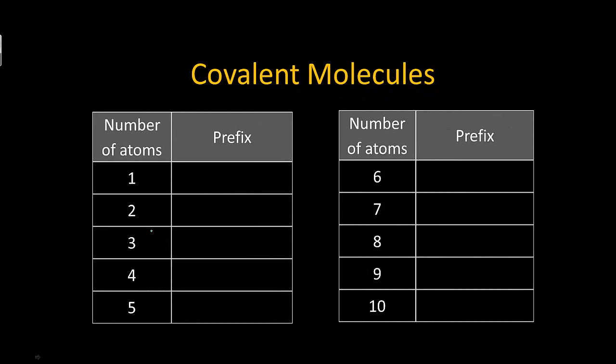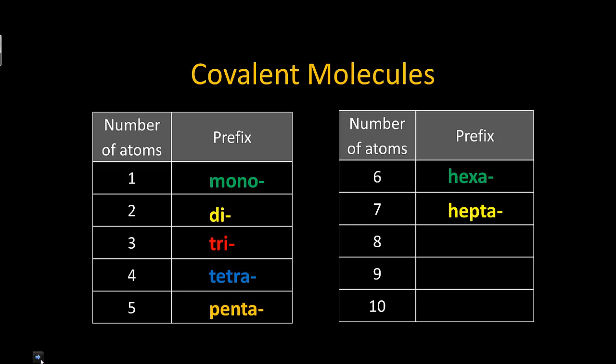Now let's talk about our prefixes that we're going to use. If you only have one atom, you're going to use the prefix mono. 2 atoms is di, 3 atoms is tri, 4 is tetra, 5 is penta, 6 is hexa, 7 is hepta, H-E-P-T-A, 8 is octa, 9 is nona, and 10 is deca.